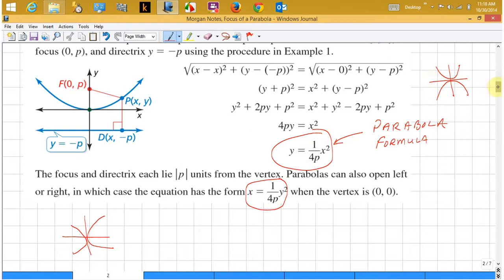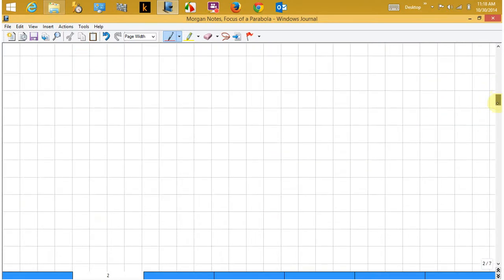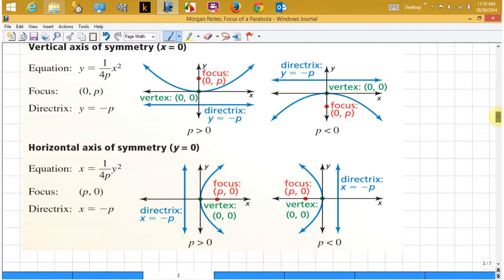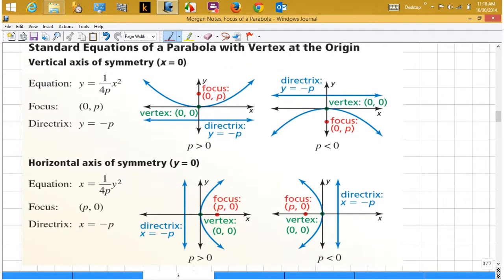Okay, so a summary of all that is in this table. This table is out of your text. I'm going to stop here for just a second, so if you need to pause it, you can. But this is a table that you just need to really look at and try to understand all the parts about it. And I'll just briefly talk about a couple things, and then I'm going to move on for some examples. So this would be an example of equation y equals 1 over 4p x squared, where p is going to be the value of the focus.